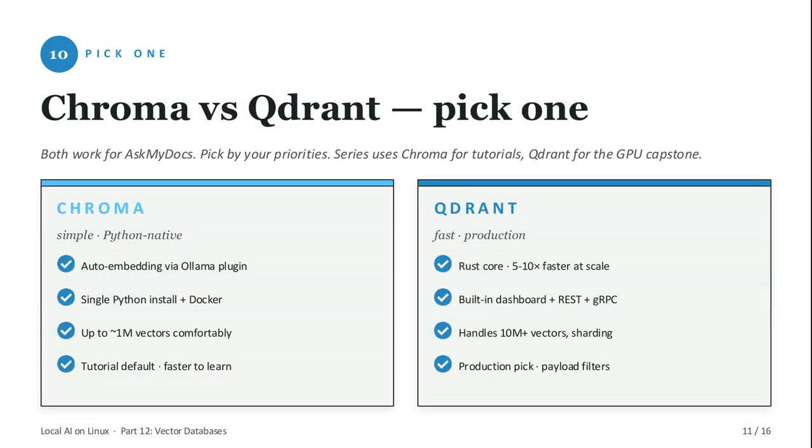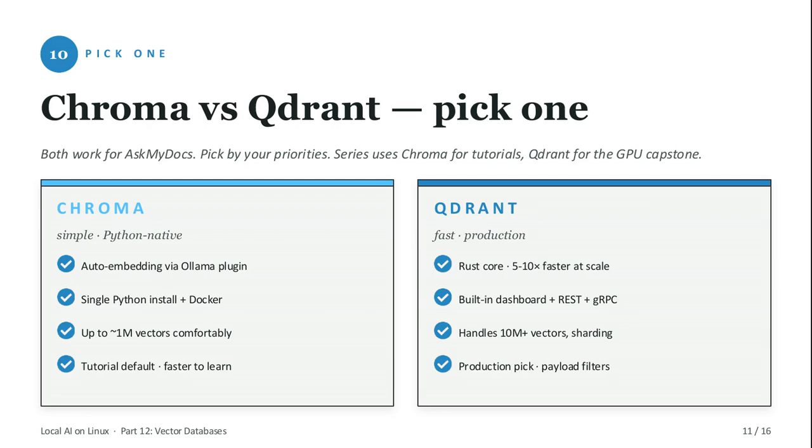So which one do you actually pick? Honestly, both work fine for Ask My Docs. Reach for Chroma when you want the shortest path from script to working RAG. It's Python native, auto-embeds through Ollama, and handles 1 million vectors without breaking a sweat.